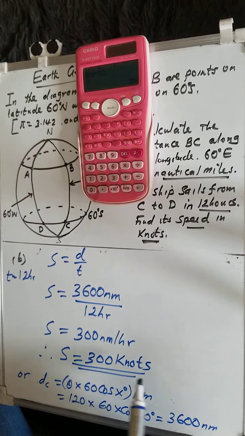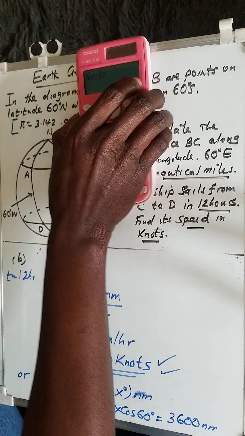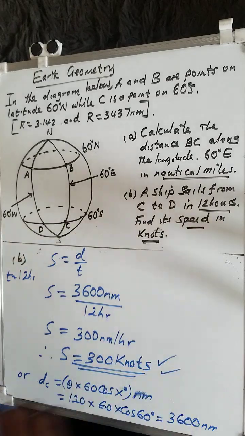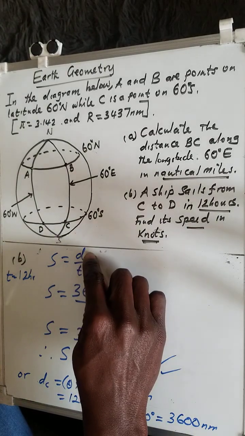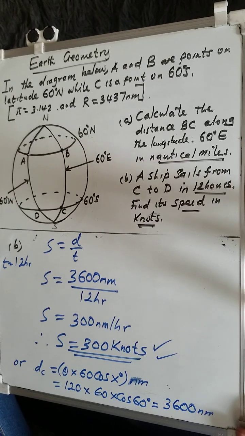Remember, the nautical miles per hour and the knots are just the same. So this is the way you can go about it if you are told to calculate the speed in knots. You need to know the distance and divide by the time. That is what you need to remember.